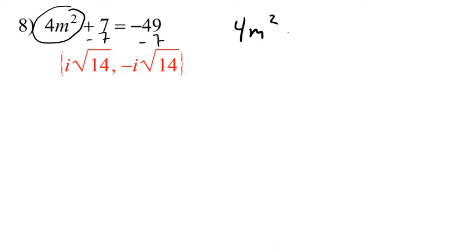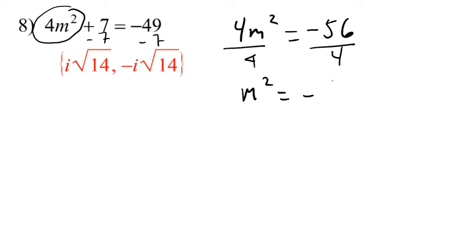And so when I do that, I'm going to get, what is that? 56, negative 56. And then what I want to do is divide by 4 and divide by 4. So then I get m squared equals negative 4 goes into 5 once, and there's a 1 left over, so 4 goes into 16 4 times. So now, when we look at this, m squared equals negative 14.